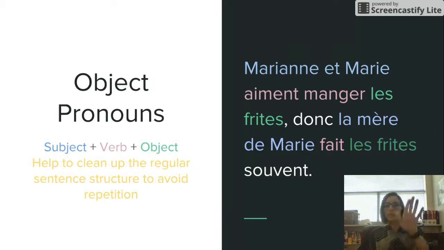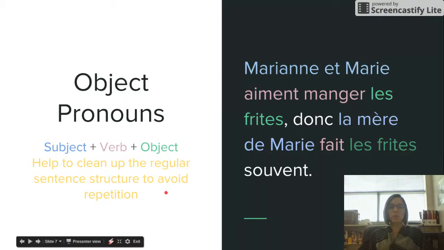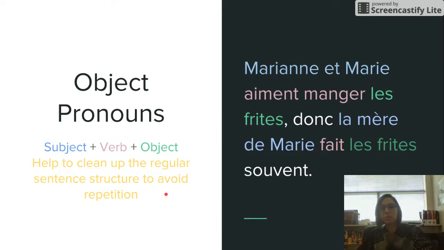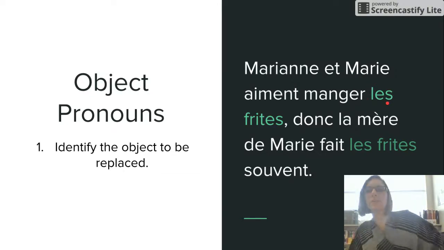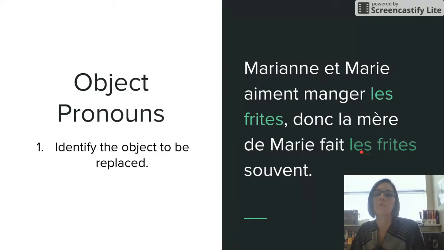Now, in order to clean this up a little bit, because we repeated les frites twice, we can actually avoid repetition with our object pronouns. So let's take a look at how we identify our object pronouns. The first thing that we need to do is identify the object of a sentence, which is the only thing that we can replace with an object pronoun. So we already know that Marianne et Marie is our subject, and aiment manger is our verb. So whatever is being liked to eat is les frites, so fries. That will be the object of the first half of our sentence. You'll see that this is actually repeated in the second half of our sentence. So this is where we're going to be doing the replacement: donc la mère de Marie fait les frites souvent.